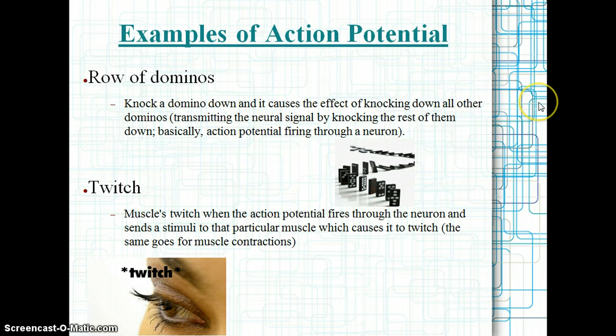Basically, an example of this would be a row of dominoes. Because there is so much energy in one domino, when you knock it down, it brings down the rest, and therefore you need action potential to make it happen. It also takes place in a twitch or a muscle contraction. The muscles twitch when the action potential fires through the neuron and sends a stimulus to a particular muscle, which causes it to twitch. It goes the same for muscle contractions.